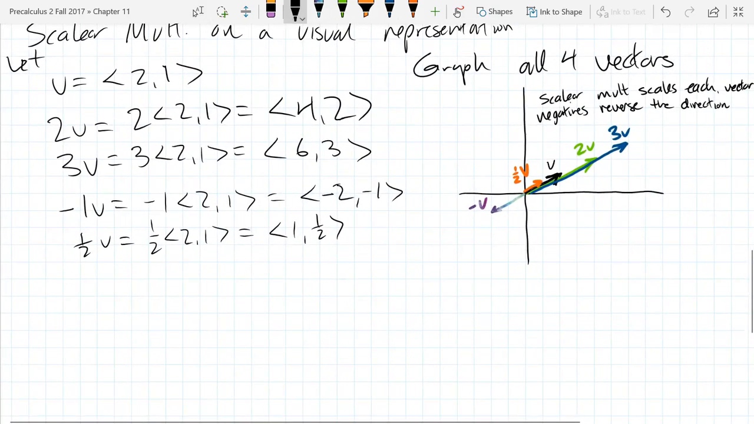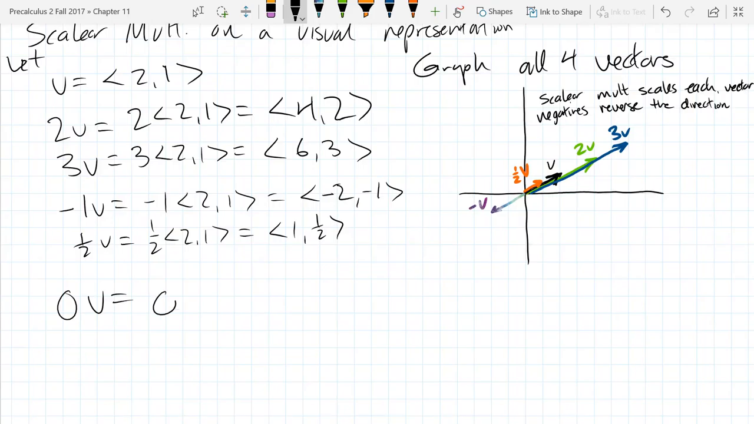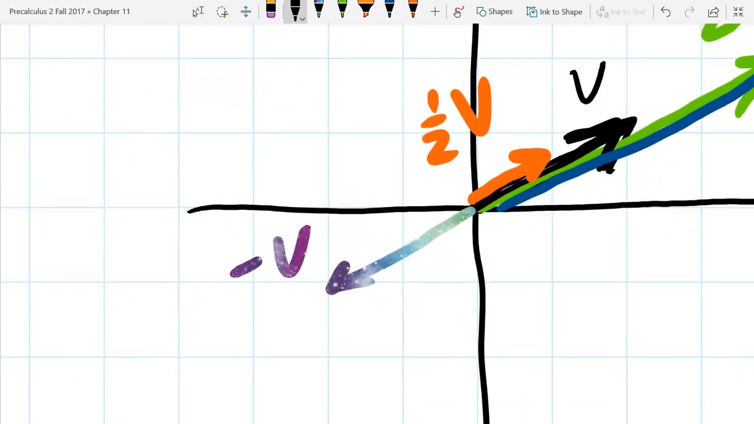There is one special number that's really boring to multiply by. What is 0V going to equal for this vector? 0, 0. So we got 0, 0. All right, how do you graph 0, 0 or 0V? So that's the origin. You can't do very much.